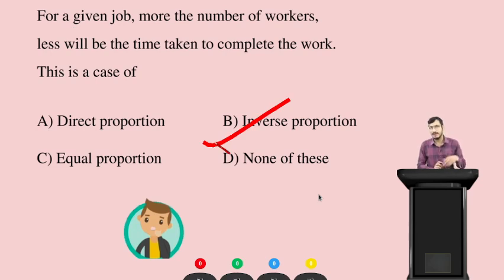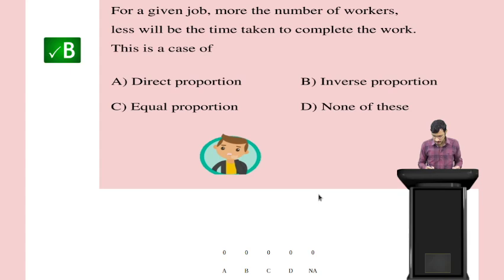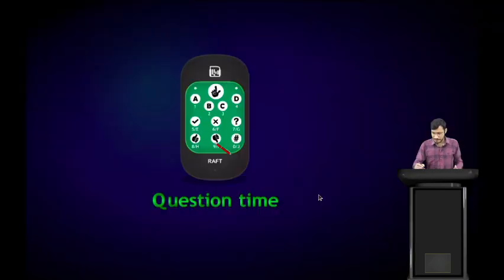Okay, and for direct proportion, that means one quantity increases, the other increases. So remember always, direct proportion means one quantity increases, other increases. Indirect proportion or inverse proportion means one quantity increases, other decreases. Like the example you can see here, more number of workers and less time taken. So it's an example of inverse proportion. So the right answer is option B here.